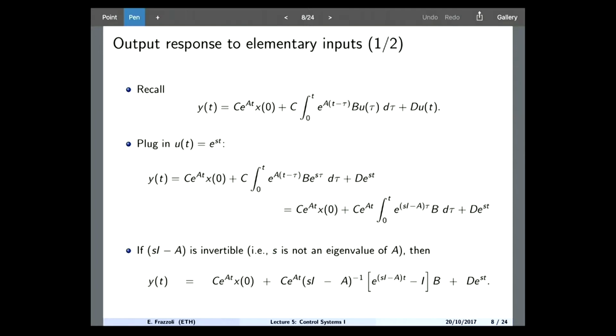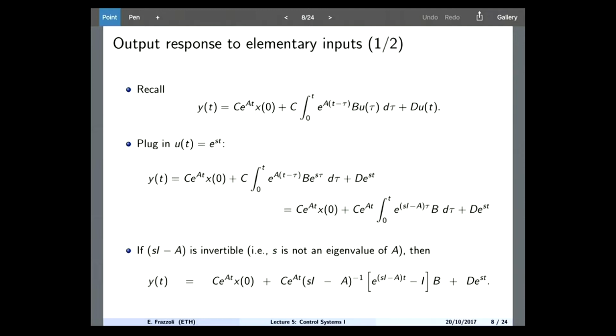Okay, so now we have to do a little bit of math. Recall this is the formula where we started, the formula that we already derived. Now what we are saying is we want to see what happens if I choose my input to be one of these exponentials. So we choose that u of t is equal to e to the power st. We plug it in. We substitute u of tau by e to the power s tau, and e to the power st. Then what can we do here?